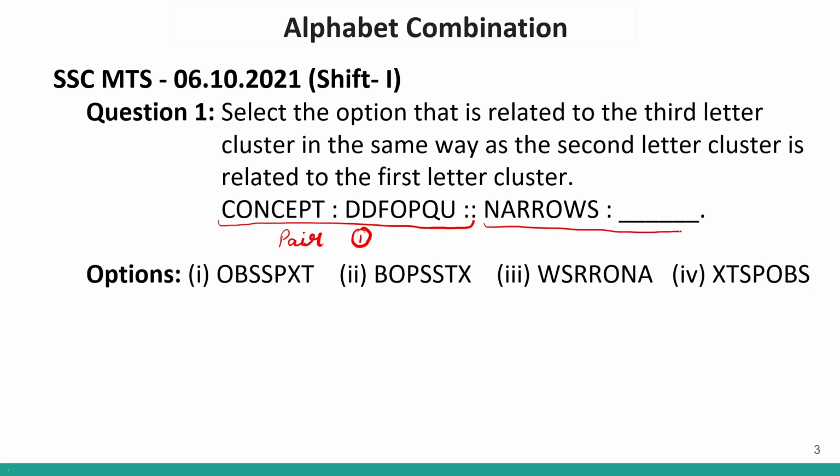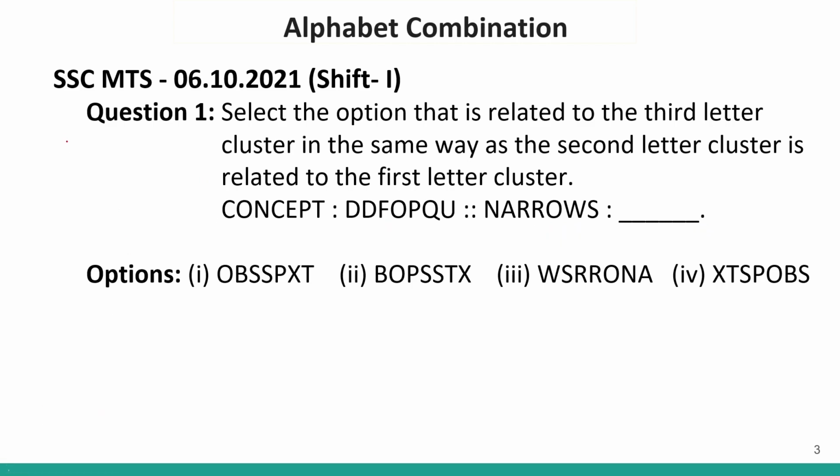Second step was to use the same logic in pair 2 to find the missing element. This is the missing element, we have to find this. So we have to first find the logic that is used in pair 1 and then use the same logic in pair 2. So let us do it.